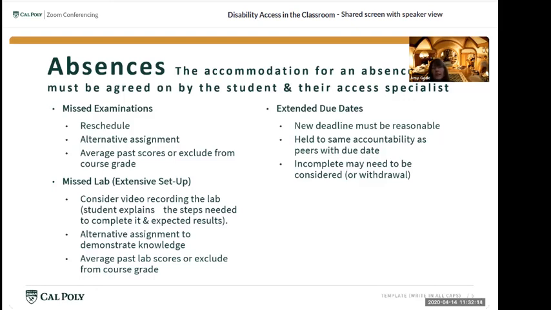And the student should be held accountable to those new deadlines. So just the same consequences that their peer would have for missing a deadline, that's what they should receive. If there's another disability event that happens and the student's requesting a further extension, we should all get together and talk about that because it might not be reasonable.